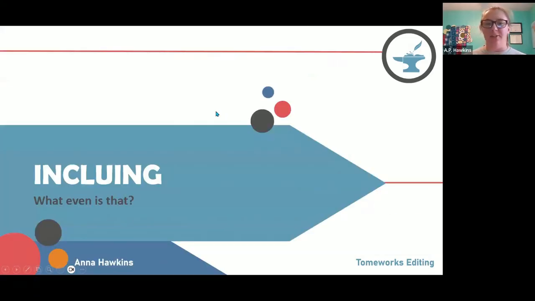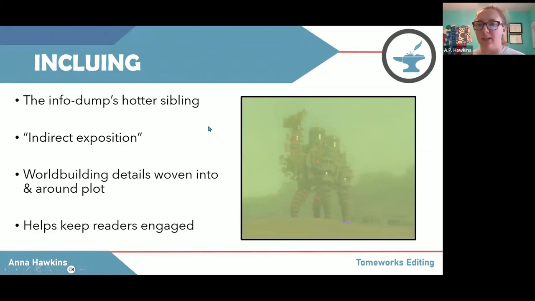All right, so we're going to talk about incluing. And if you've never heard this word, that's fine, because I had never heard it either until last year. Incluing is the hotter sibling of the info dump. Incluing is indirect exposition. This is a method of weaving your world building details into and around the plot, which helps keep the readers engaged because you can present world building details while the plot is happening at the same time. And so you're still driving that action forward, but you're getting the important world building information presented to your readers. If you don't really understand that, I'm going to give you an example.